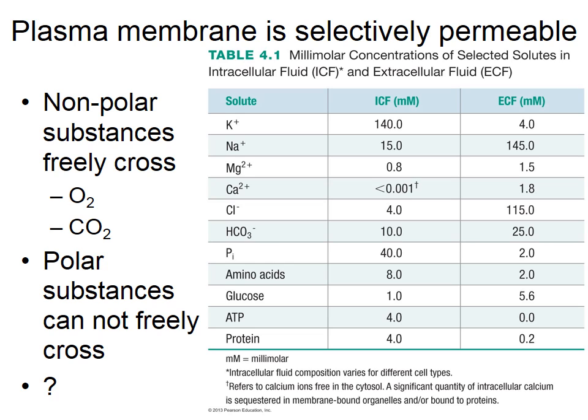So our plasma membranes are selectively permeable. Non-polar substances, like oxygen and carbon dioxide, freely cross. You could add steroid hormones to this as well. Polar substances cannot freely cross, and that means they can be regulated. And that means you can have different concentrations of polar substances in intracellular fluid versus extracellular fluid.